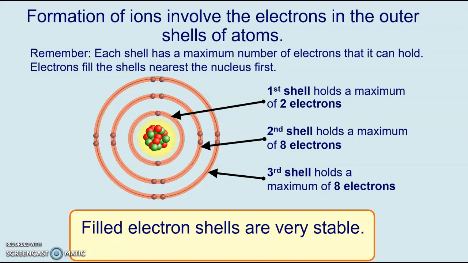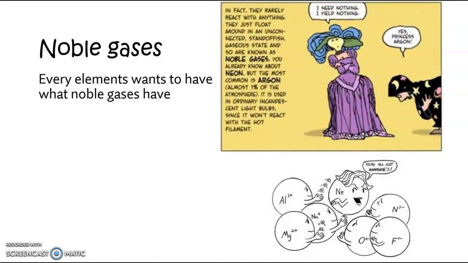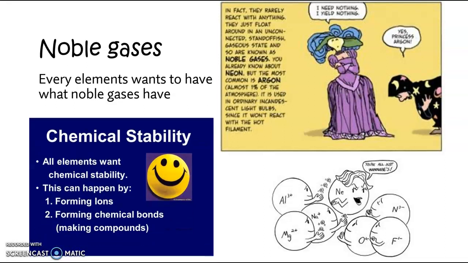So you can see that most of the inner shells, or the inner shells in general, are filled with electrons, and the only shell that is not filled with electrons will be the outermost shell, or what we say the valence shell. So all the elements tend to be like noble gases. Every element wants to have what noble gases have. So what do noble gases have? They have chemical stability. What is chemical stability? Chemical stability means that all the shells are filled with electrons.